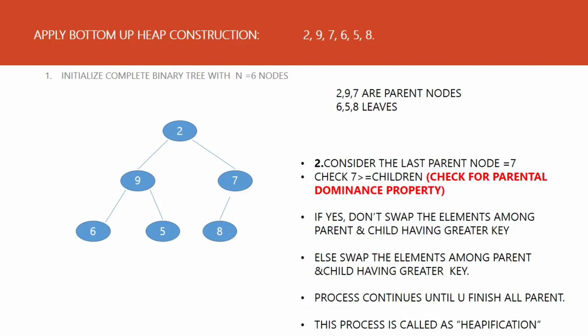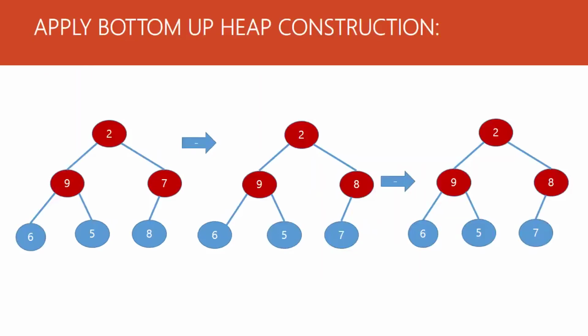Next, let's apply the heapification process in the slide. Now, start checking from the last parent, that is 7. 7 is compared with its child, that is 8. Among 7 and 8, 8 is bigger, so swap it. You get 8 here and 7 here. So this satisfies the parental dominance property.